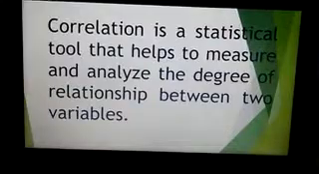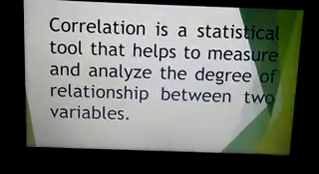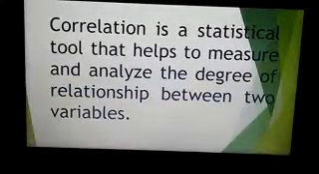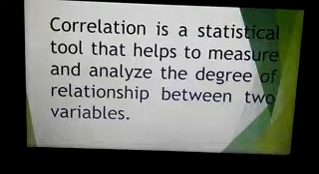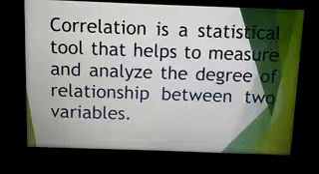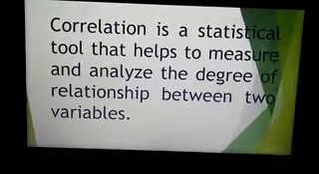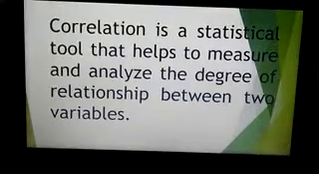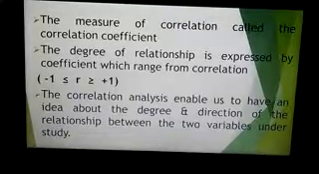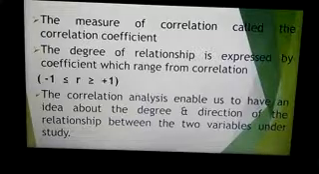Hi everyone, today we will be discussing what correlation is and how it is used in analyzing data. Correlation is a statistical tool that helps to measure and analyze the degree of relationship between two variables. So when we are concerned about the degree of the relationship of certain variables, then we are obliged to use correlation. The measure is called the correlation coefficient.